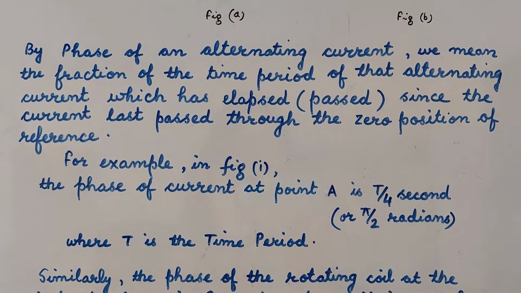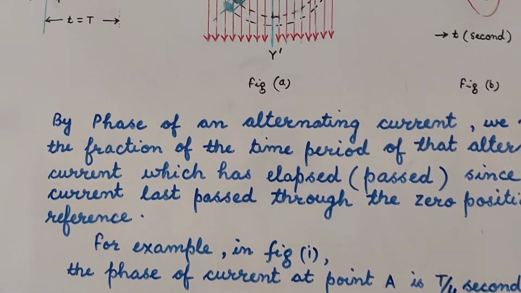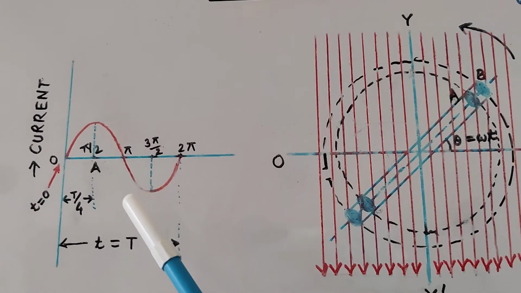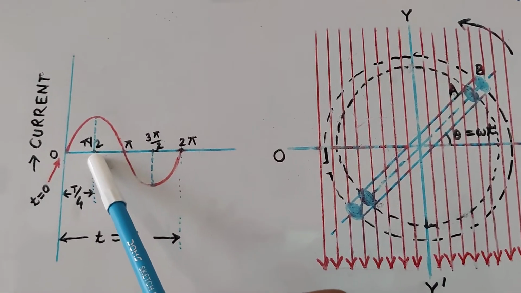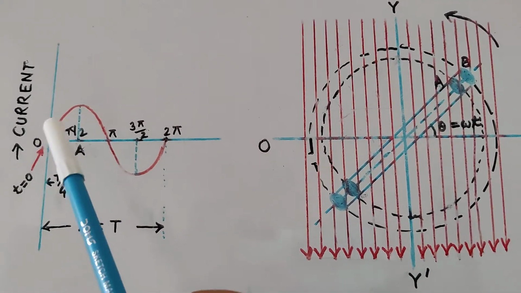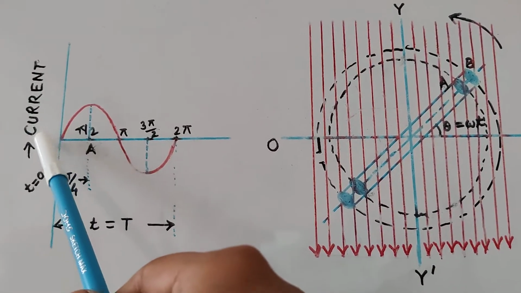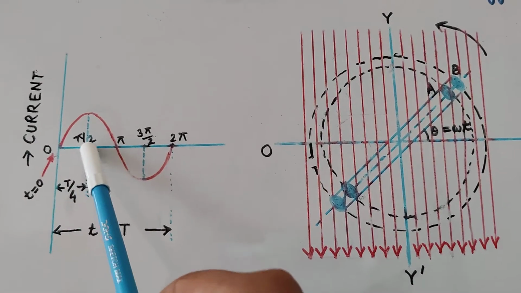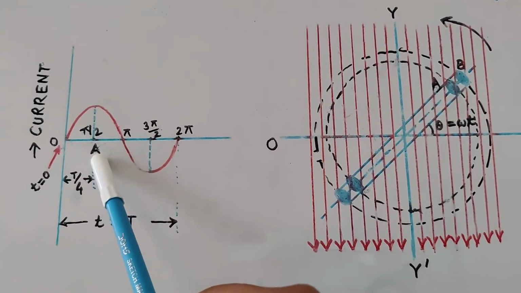For this, let us consider the example in figure 1. This is figure 1. From this figure, we find that the phase of the current at this point A is T by 4 or pi by 2 radians, because we are taking the time 0 as the reference time. So this wave has passed this much time when it has reached the point A.